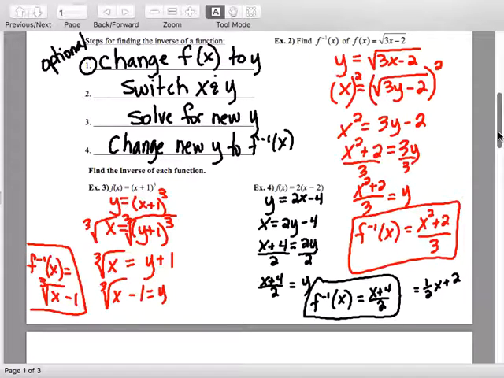Alright, when you're ready, flip it over, and I'm going to give you a few minutes head start. Try example 5 through example 8. Do as many of them as you can.